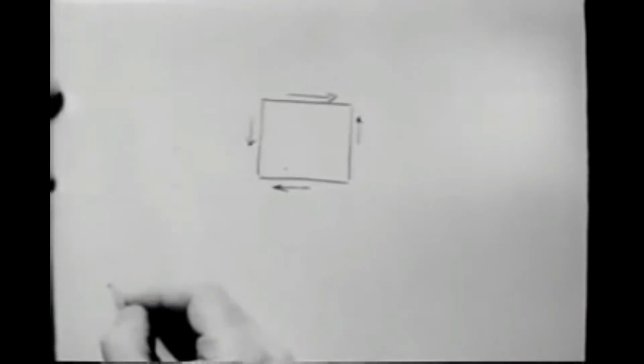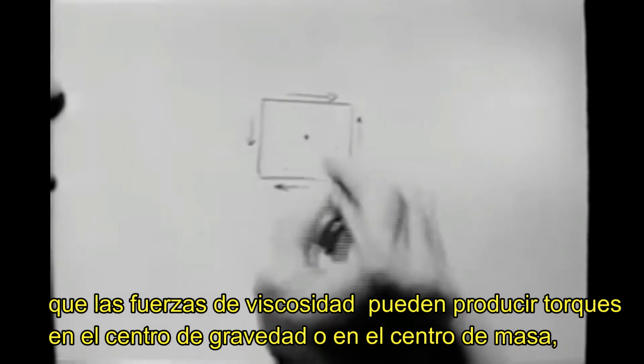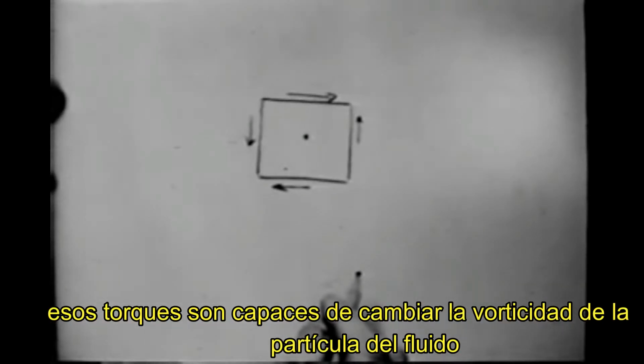You can see from the force diagram for this fluid particle that the viscous forces can produce torques about the center of gravity, the center of mass. These torques are capable of changing the vorticity of the fluid particle, and thus the circulation.